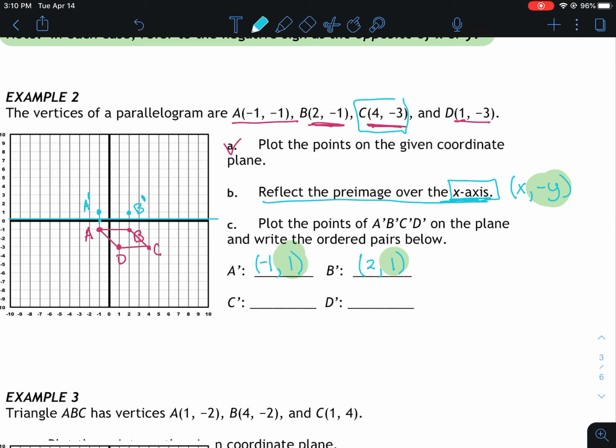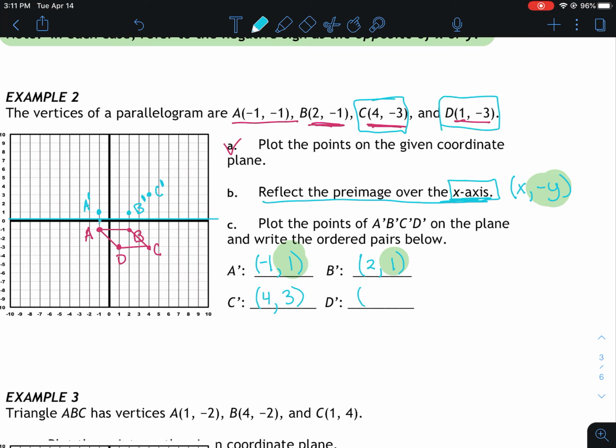Okay, so for C prime, if I look at it, I see that it's 4, -3. My 4 stays the same. My 3 becomes the opposite, so +3. So that means I'm going to go to the right 4, and I'm going to go up 3. And this is my new C prime.